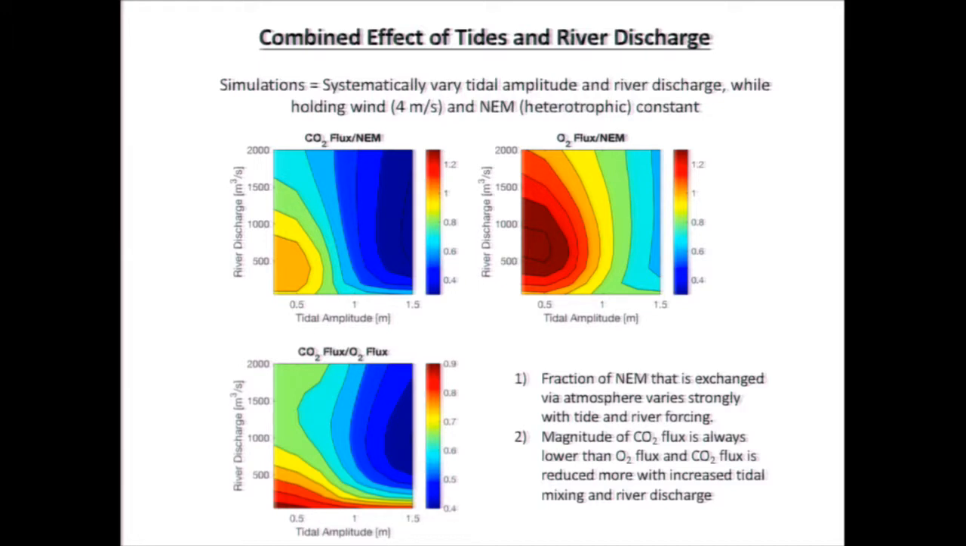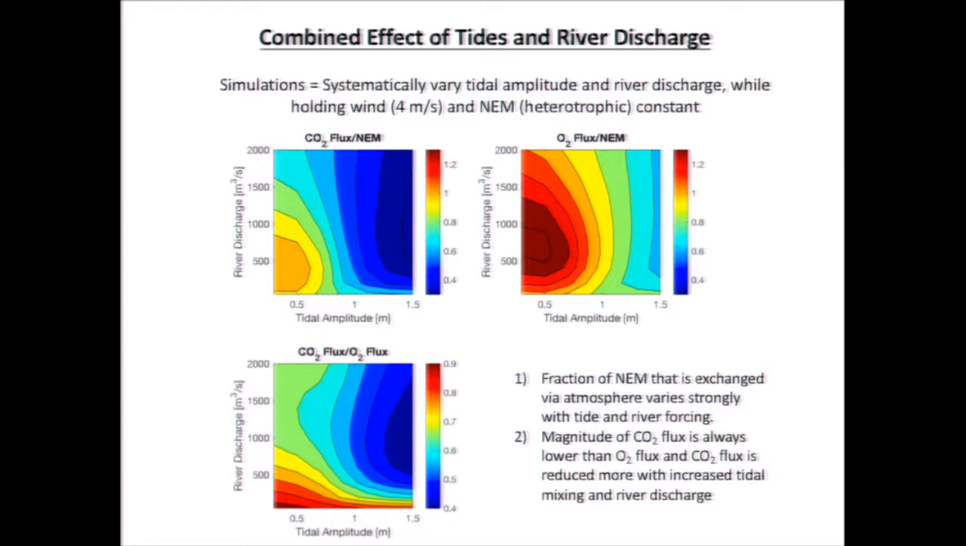So I want to look at the combined effect of rivers and tides on a system that's in steady state. What I'm showing here is the fraction of the net ecosystem metabolism that is outgassing as CO2. On the x-axis is the tidal amplitude, and on the y-axis is the river discharge. And I did 77 model runs where I varied different combinations of these parameters.